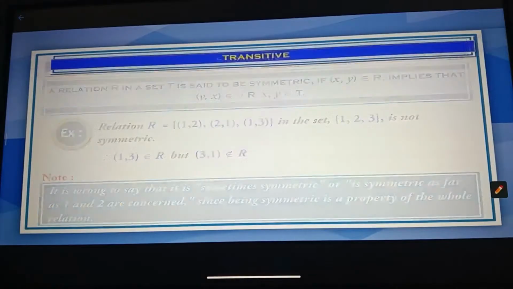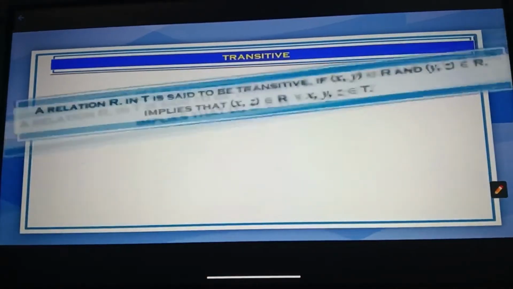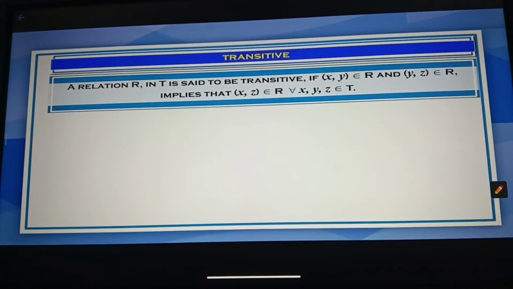Let us now study transitive relations. A relation R in T is said to be transitive if (x, y) and (y, z) belong to R implies that the ordered pair (x, z) also belongs to R.